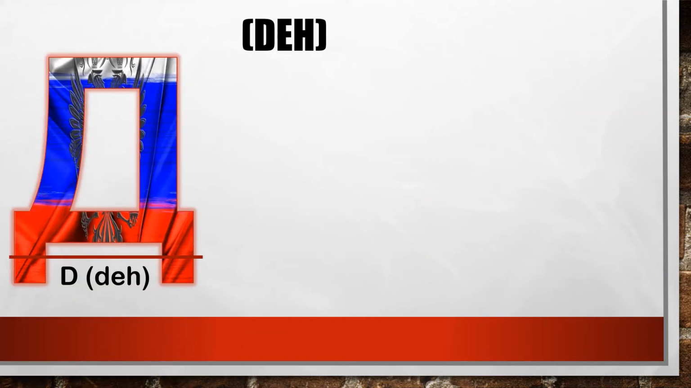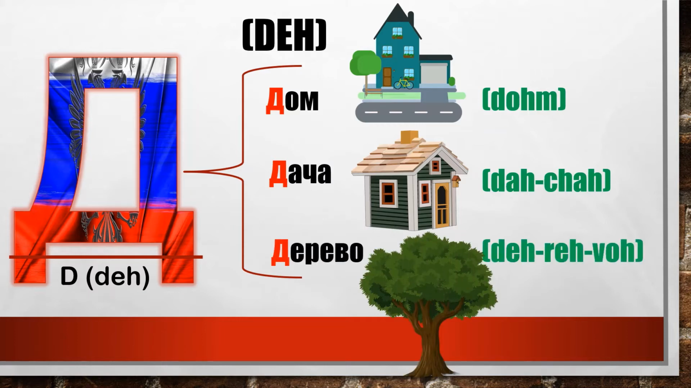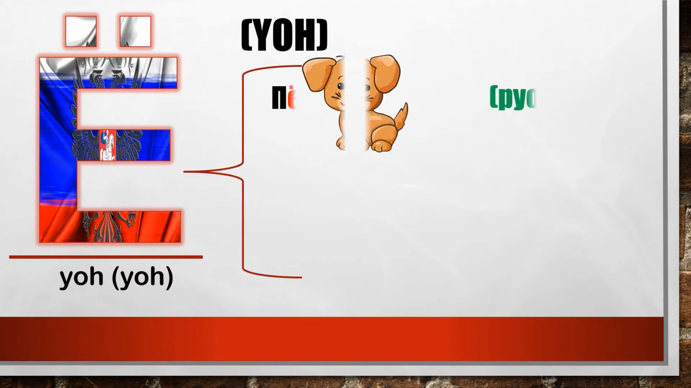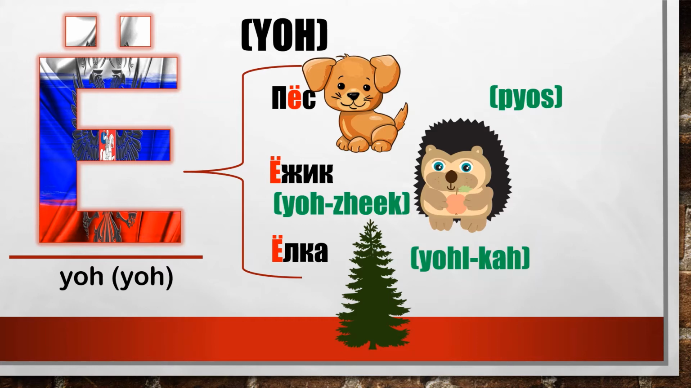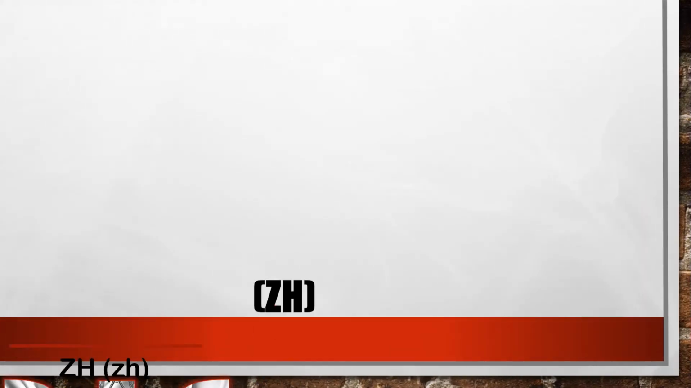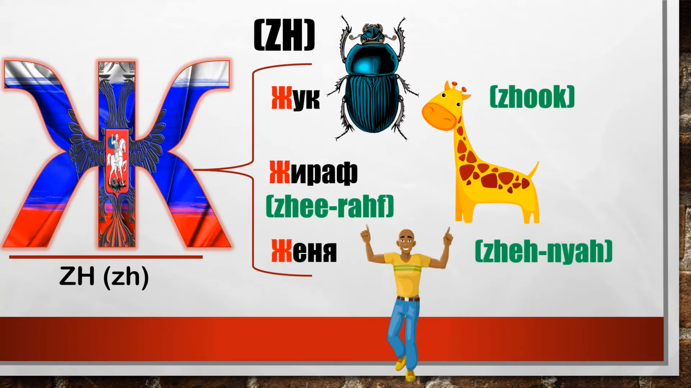D is always pronounced as D: дом, дача, дерево. Dacha is a very Russian term and it means a weekend house. Ё: пёс, ёжик, ёлка. Ж, like in жук, жираф, Женя.